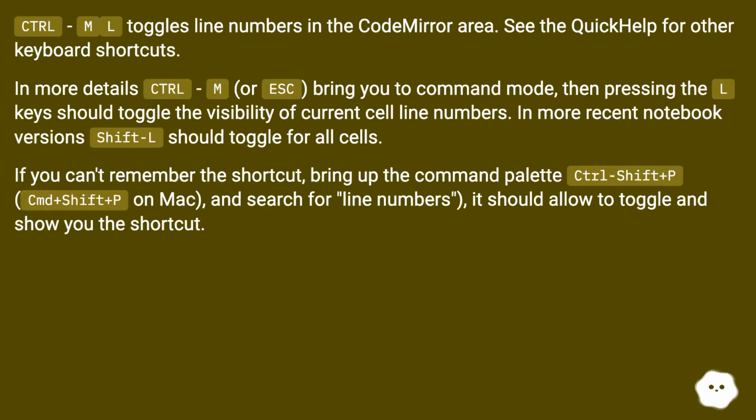Ctrl+M L toggles line numbers in the code mirror area. See the quick help for other keyboard shortcuts. In more detail, Ctrl+M or ESC bring you to command mode, then pressing the L key should toggle the visibility of current cell line numbers. In more recent notebook versions, Shift-L should toggle for all cells.